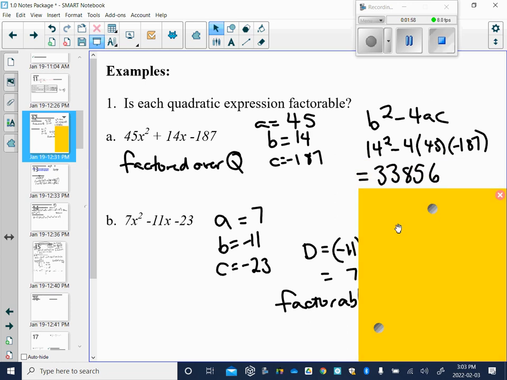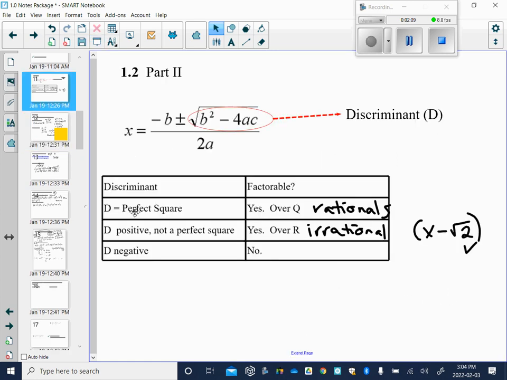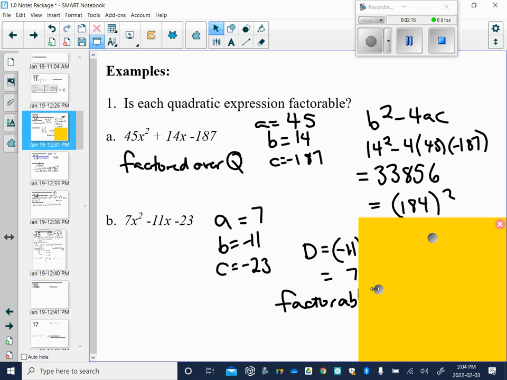Okay, I got 33,856. This is in fact a perfect square. It is 184 squared. So because we got a perfect square, we know that this is factorable over the rationals. I will let you try the next one on your own.